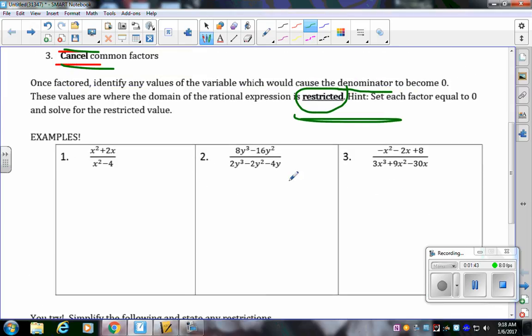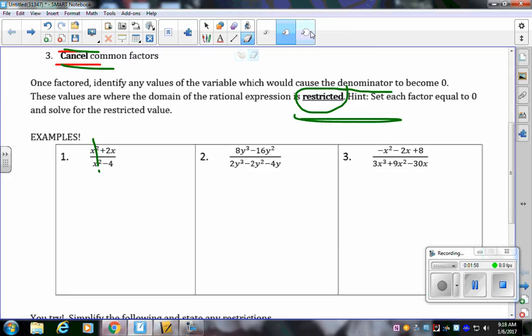Notice in all three examples, they are just fractions that have variables in the top and the bottom. So once again, our steps are to factor, factor, cancel common factors. I am not just going through and saying, hey, look, x squared is there. No, you cannot do that.